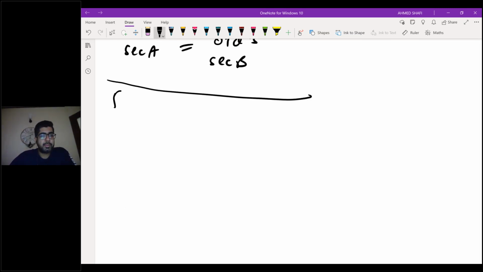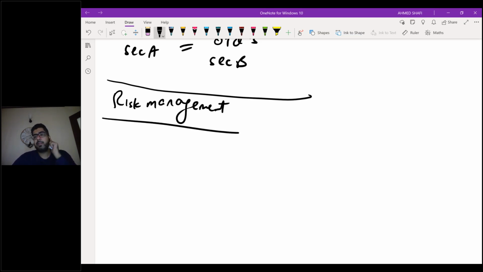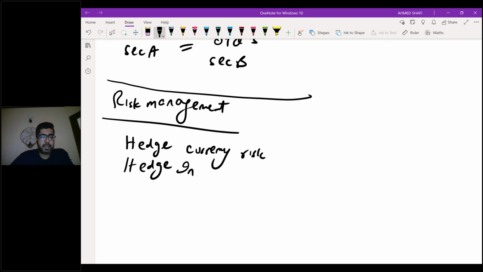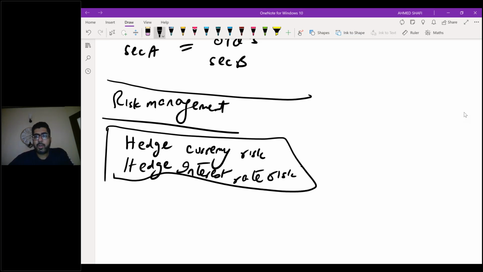Now talking about risk management. We all know that in the portion of risk management, one is expected to deal with or hedge currency risk, and in a smaller portion, one is expected to deal with or hedge interest rate risk. So in risk management, one is expected to deal with hedging of currency risk and hedging of interest rate risk.